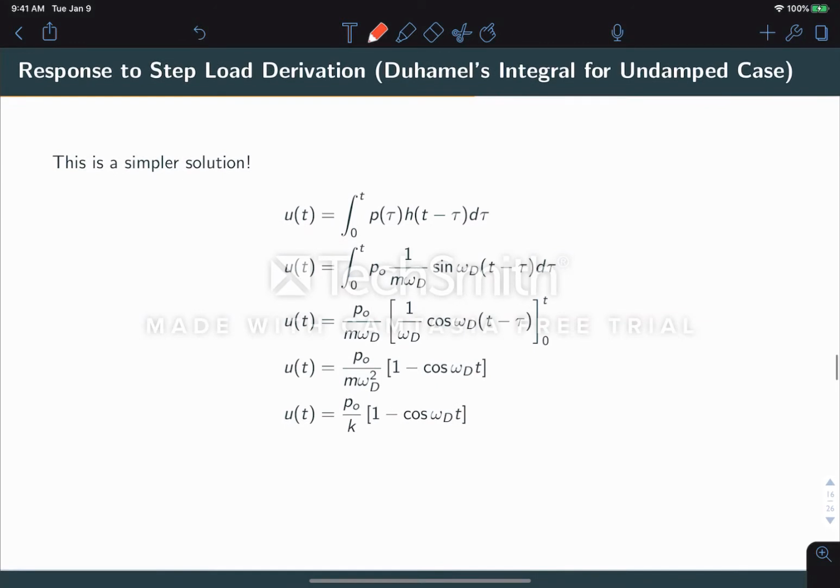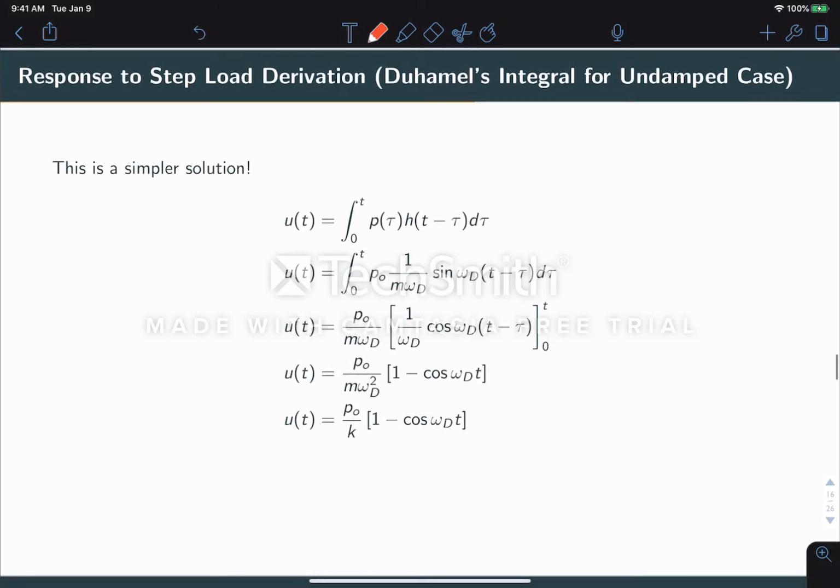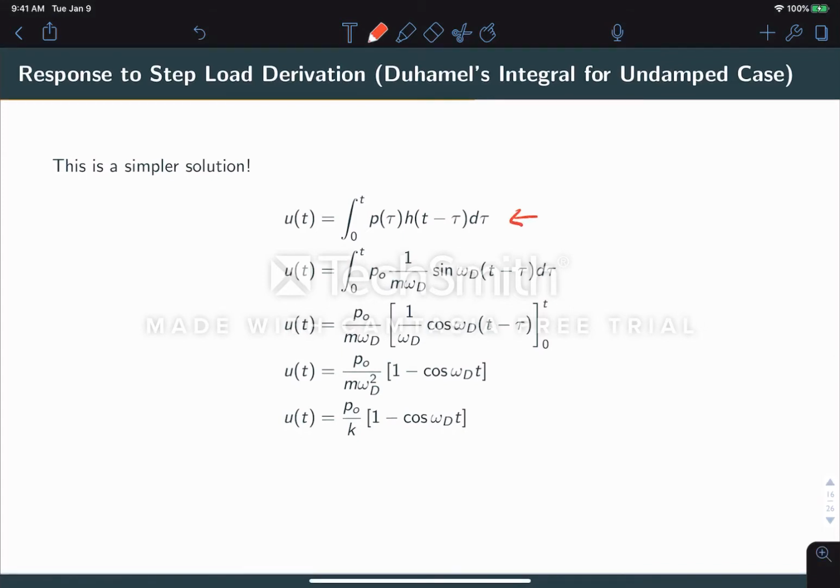Now for the same derivation but using the Duhamel's integral, it actually turns out to be a much simpler solution. And that's one of the advantages of having the Duhamel integral at our disposal. So we start with the general formula for Duhamel's integral. We plug in our P of tau, which is simply P naught, right? Because our loading is constant. Keep in mind we're starting from 0.